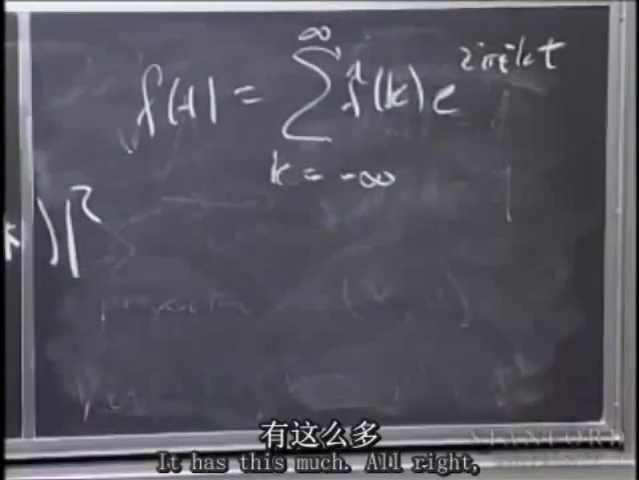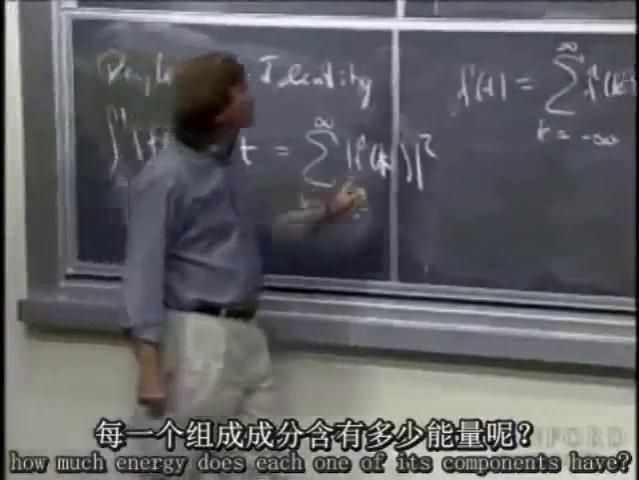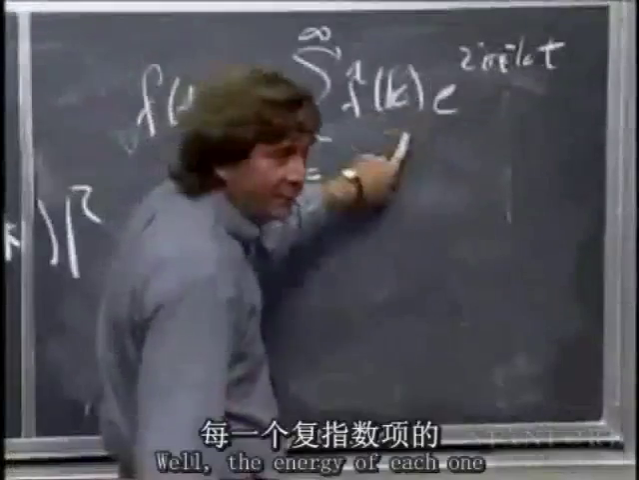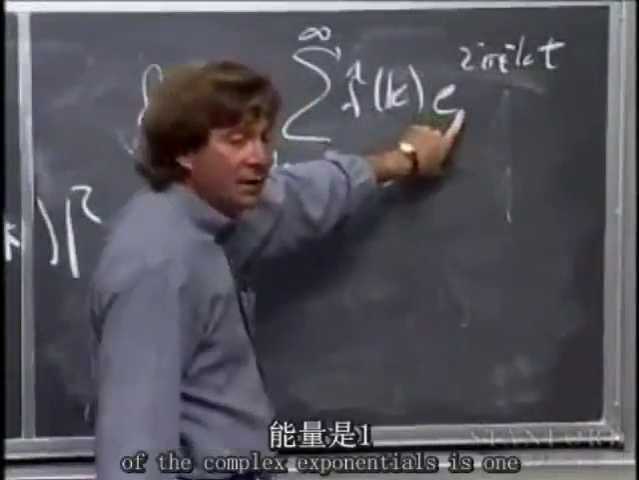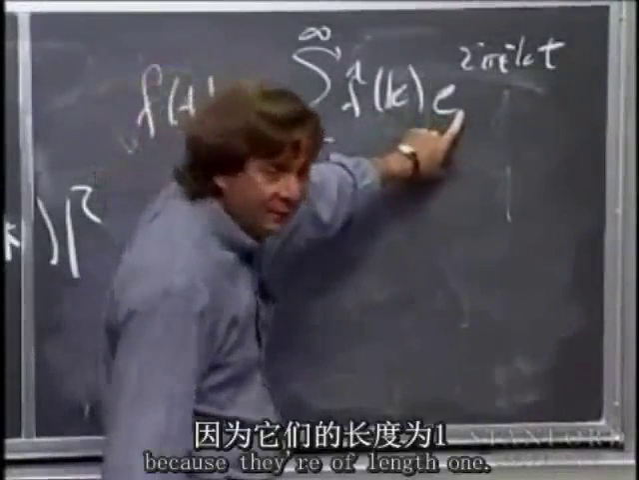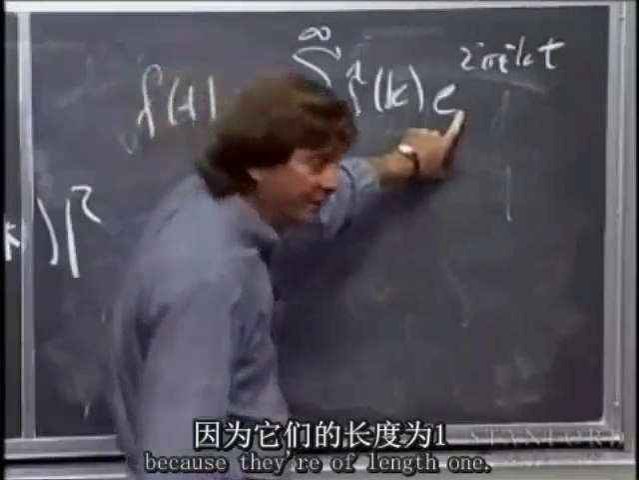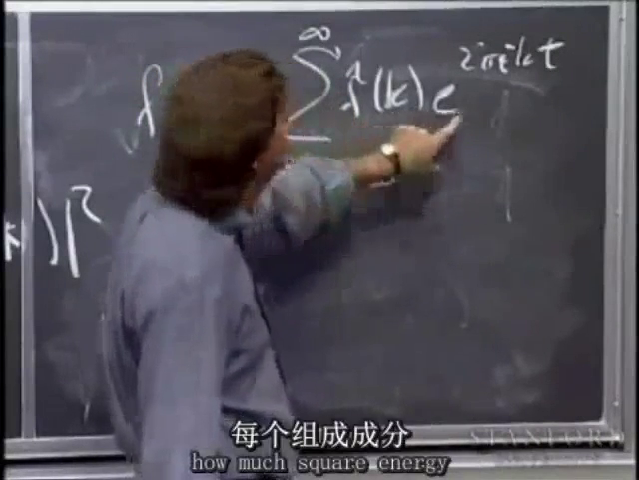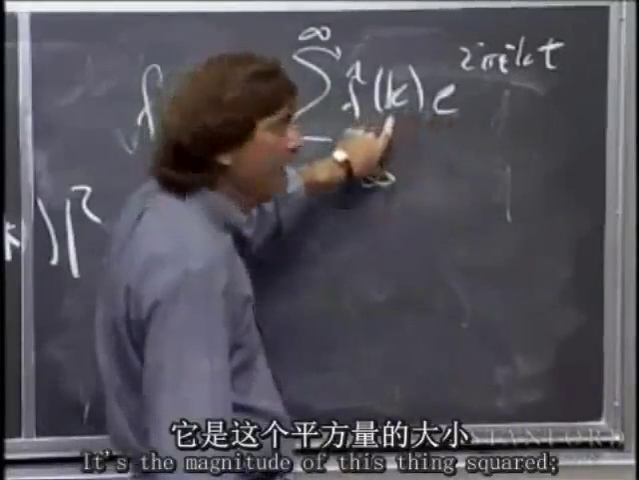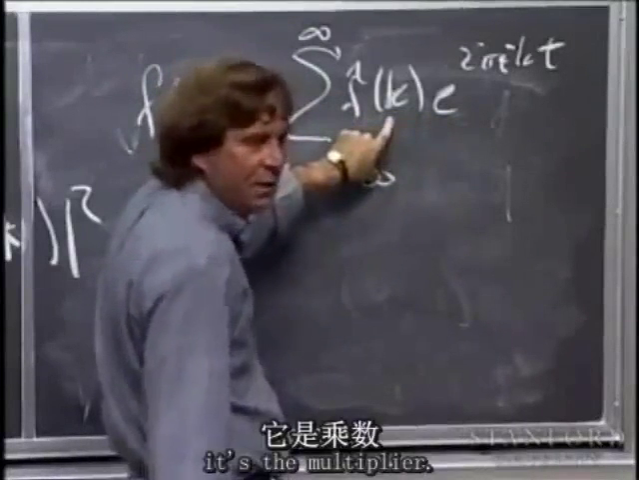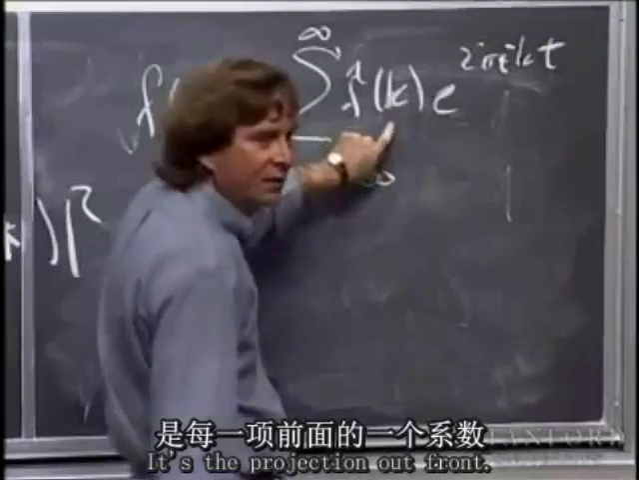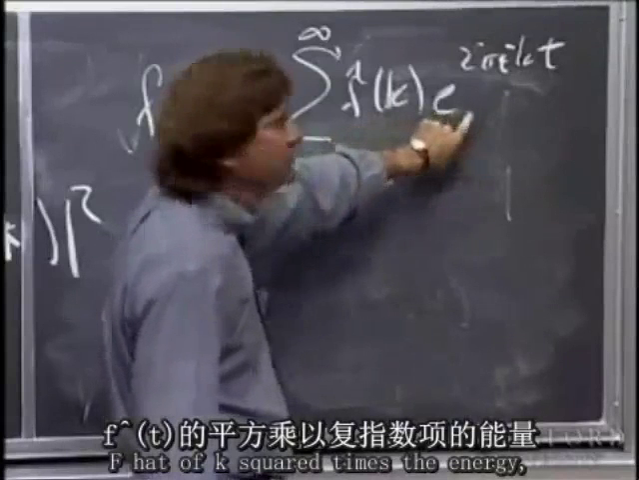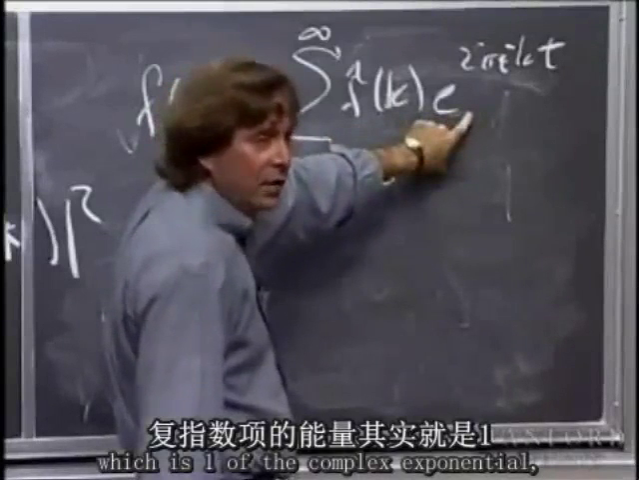It has this much. How much energy does each one of its components have? Well, the energy of each one of the complex exponentials is 1, because they are of length 1. So how much squared energy does each one of the components have? It's the magnitude of this thing squared. It's the multiplier, the projection out front, f hat of k squared, times the energy, which is 1, of the complex exponential.